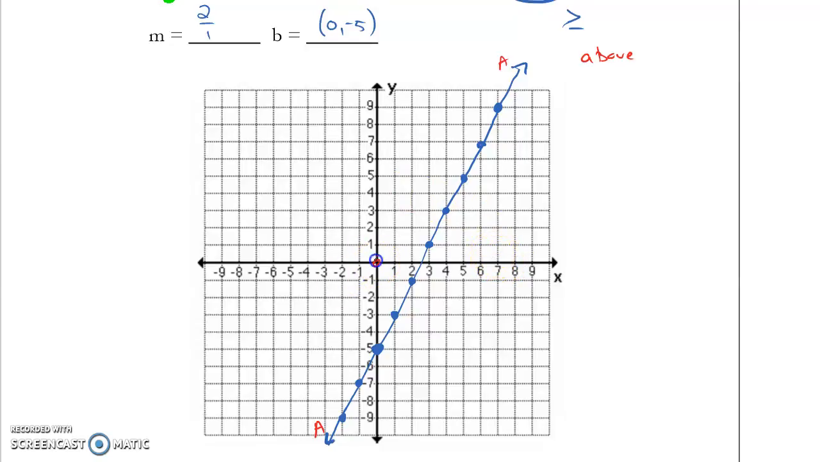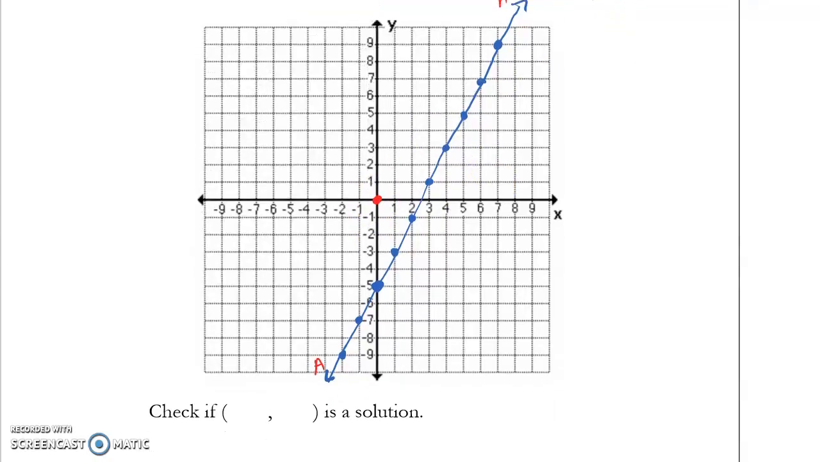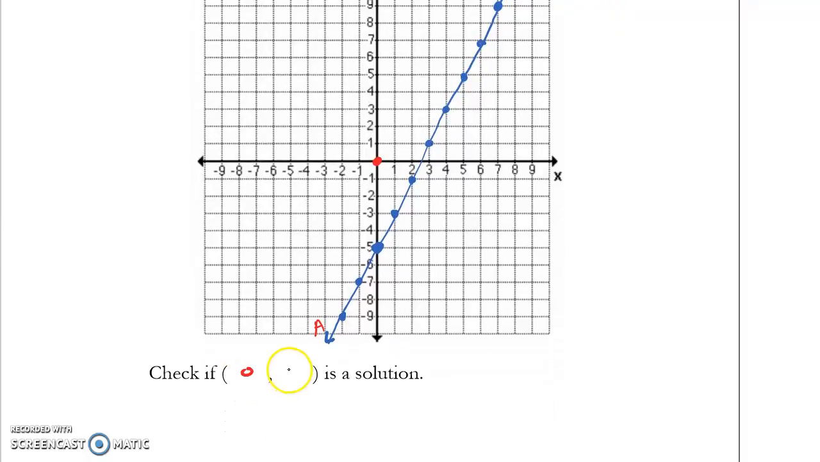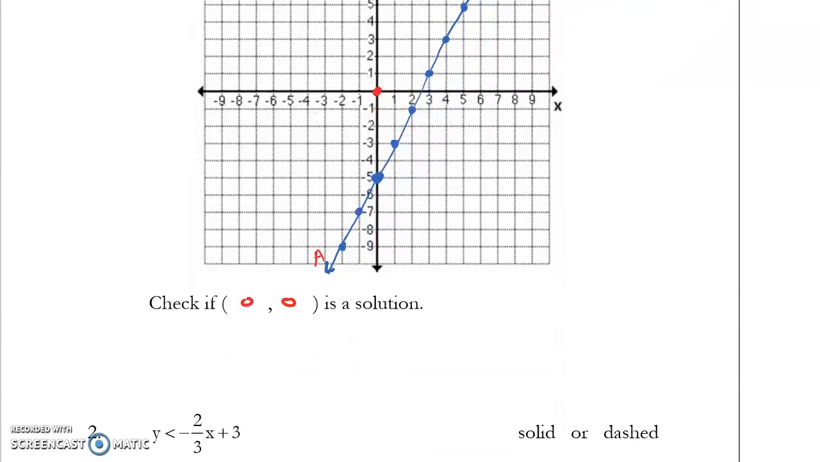Now, how can I verify where I shade? Pick a point. We think it's going to be above. Pick a point above. 0, 0 is the easiest point to use, because if I check 0, 0 and plug it into my inequality here, y is greater than or equal to 2x minus 5, plug 0, 0 in, I get 0 is greater than or equal to 2 times 0 minus 5. Or 0 is greater than or equal to negative 5.